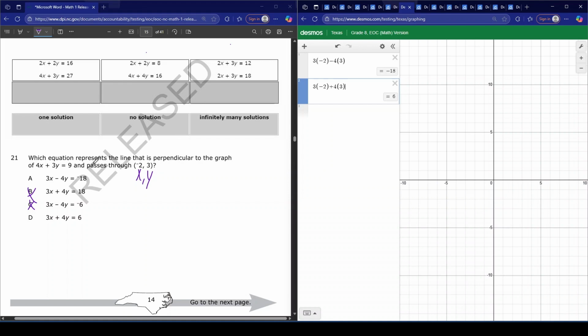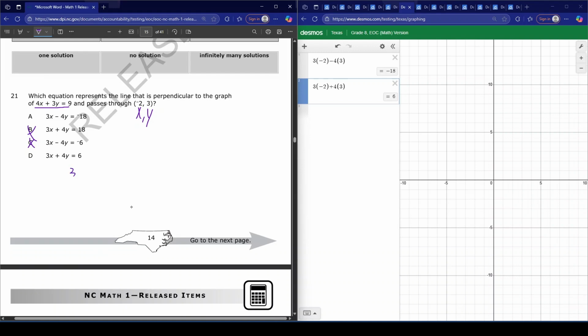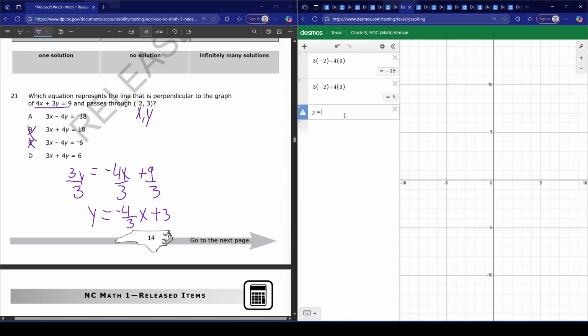But the question says it represents a line that is perpendicular to the graph of 4x plus 3y equals 9. All we have to do is turn this into y equals. Take away 4x, we're left with 3y equals negative 4x plus 9. Divide everything by 3. You're left with y equals negative 4 over 3 x plus 3. So let's put this here: y equals negative 4 over 3 x plus 3.